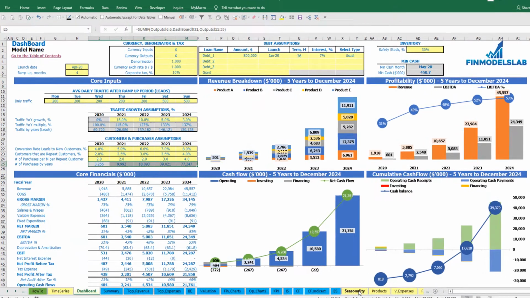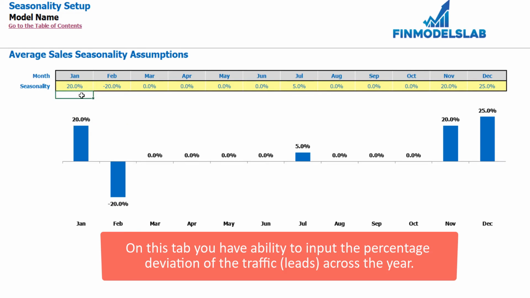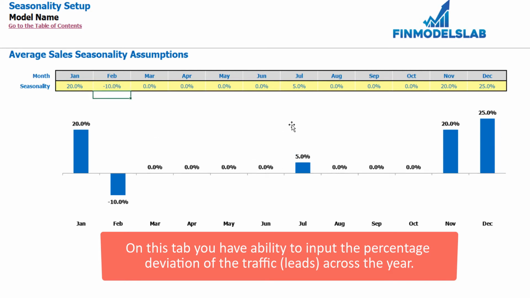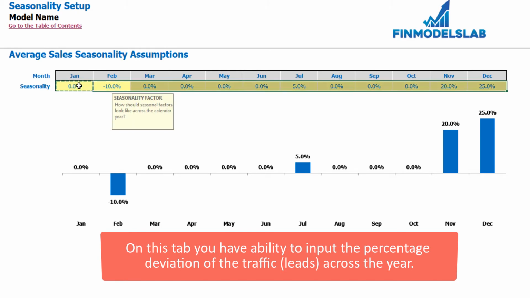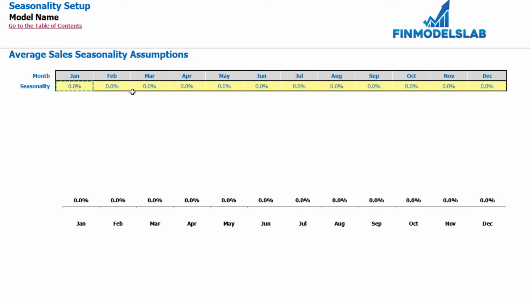Also, you are able to set up the seasonality of your sales. For example, if in January you have 20% seasonality, this means that your average annual sale will be impacted by 120%. And if in February it will be minus 10%, then you will multiply your average monthly sale across the year by 90%. If you don't need any seasonality, you can just zero out this set of assumptions, and you will not have any assumptions for the seasonality within the model.